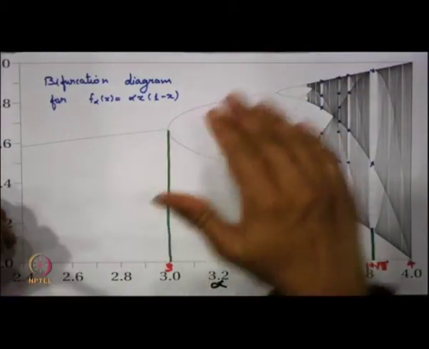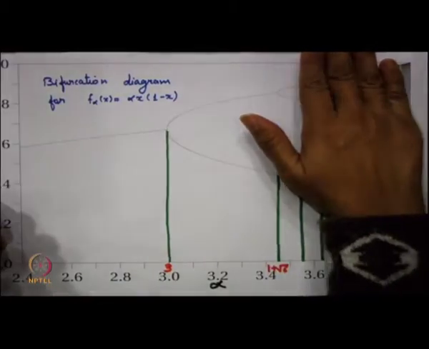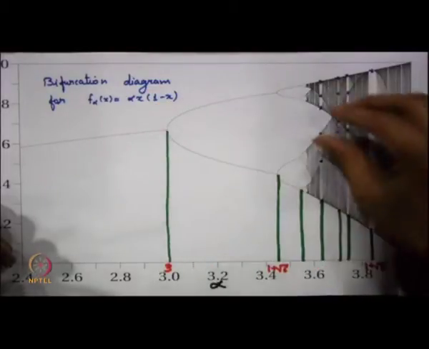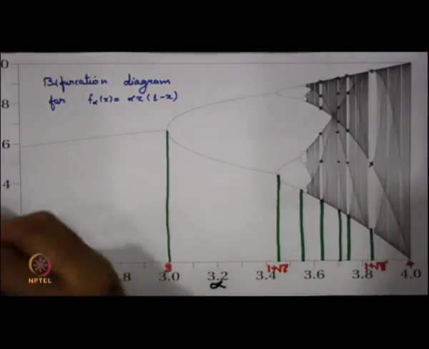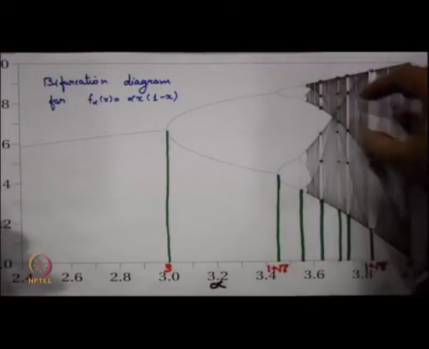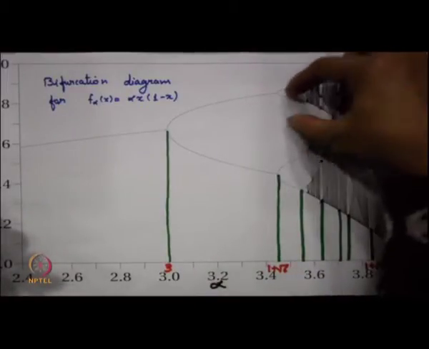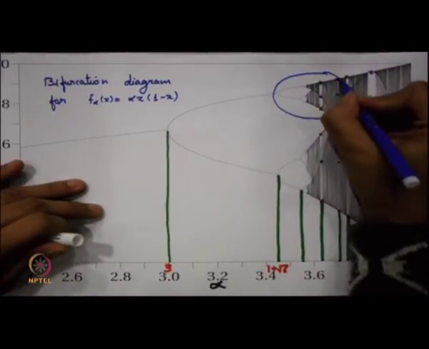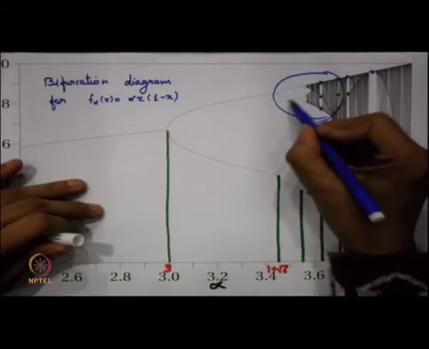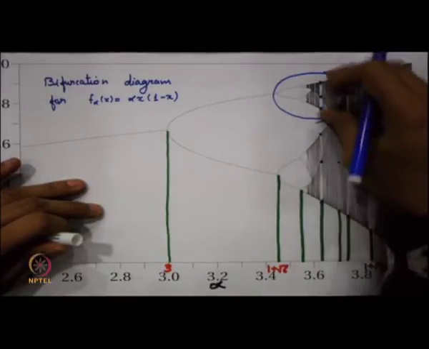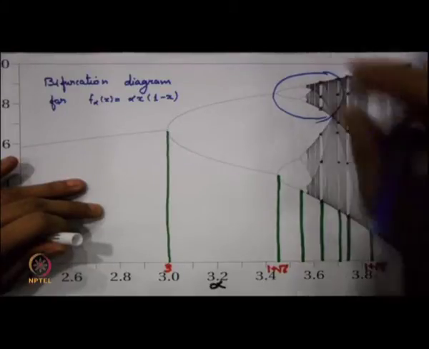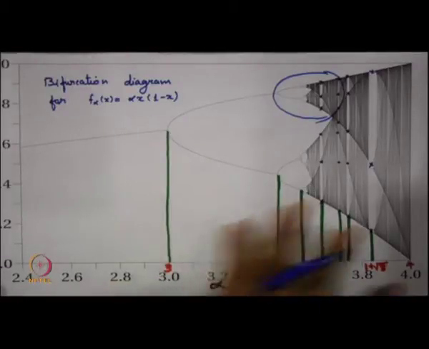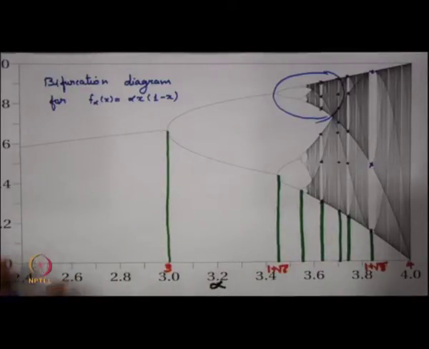Now, I can do this at various stages. At various stages, I can forget a part of the bifurcation diagram and look into what happens at a particular point. Maybe if I magnify and look into this particular point, I find that here also I get the same kind of picture. So, for example, going from here to here, I get the same kind of picture. So, what is observed here is that this particular picture has some sort of self similarity in it.